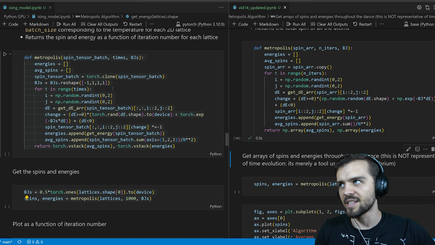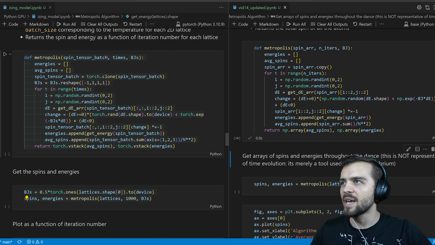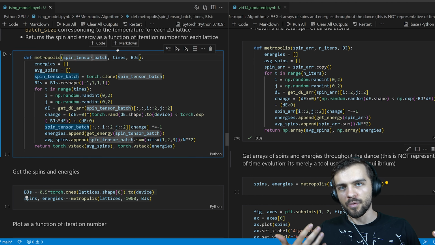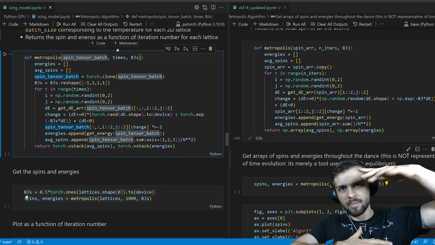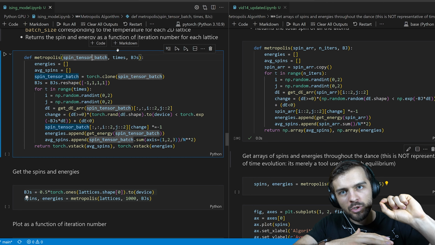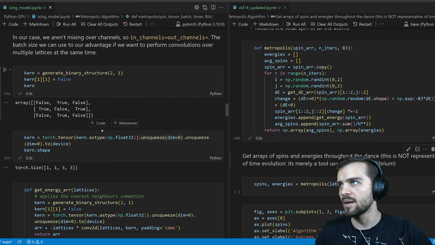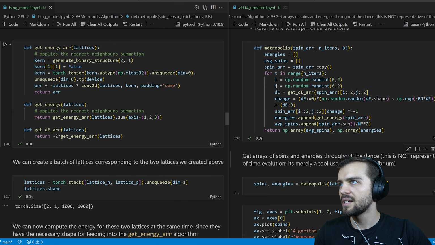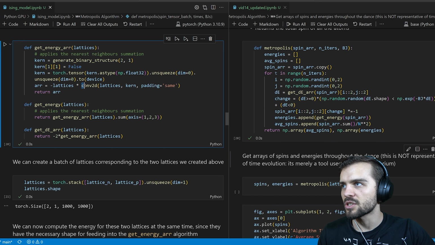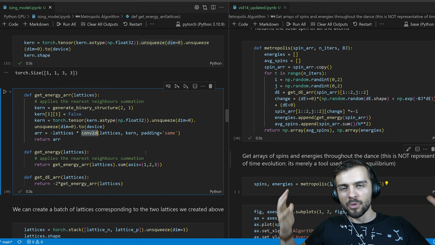The reason why I started with this is now we can move to the GPU code, which is a little bit more optimized. In this case, we have a batch of spin tensors. So for example, I can give 6 random initializations of spin and then a different temperature corresponding to each one of those. And the advantage of using this conv2D function that I have here is that I can take in a batch size of multiple tensors. And I can do sort of multiple things at the same time.